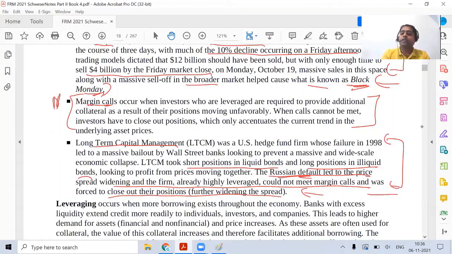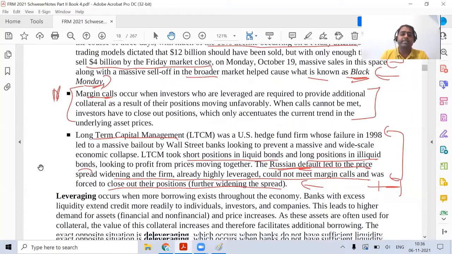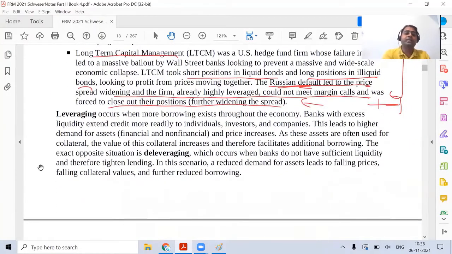Is everybody okay till this point? Okay, let us move towards the next section. Mark this as star, the leveraging and deleveraging section. Mark it as star.